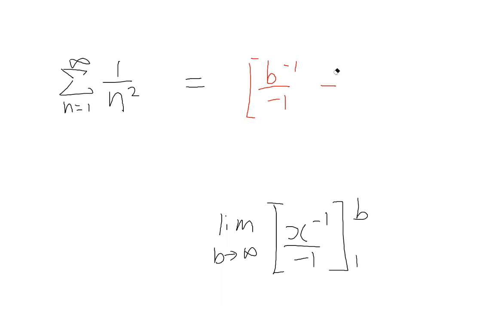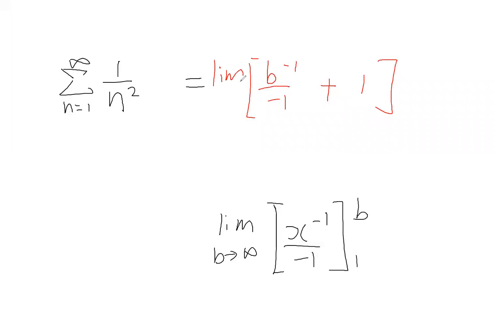Sorry, -1 inverse. Sorry, the whole thing here, I write it again. 1 to the power of -1 over -1. The inverse of 1 is 1, divided by -1 here, negative, positive, like this. So +1.